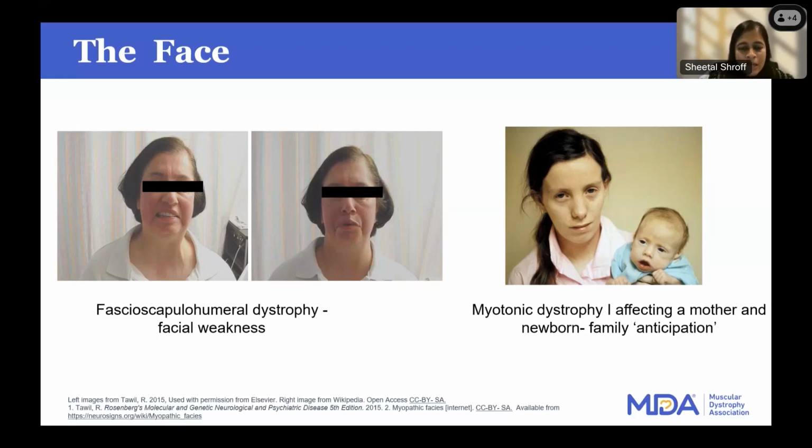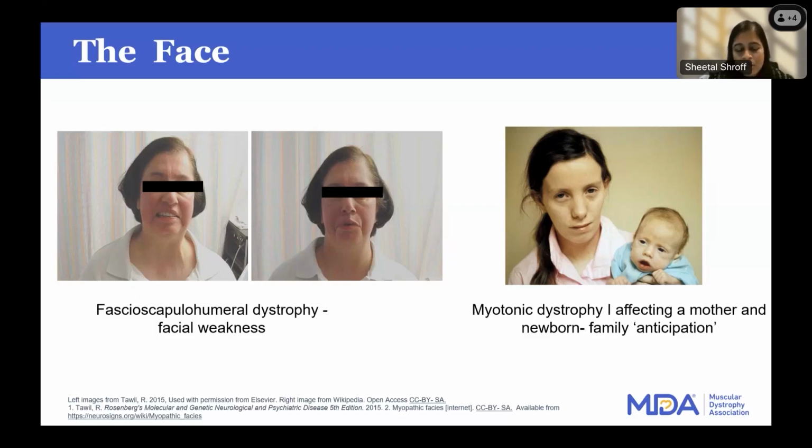Now, this second picture is of myotonic dystrophy type 1 with a mom and newborn, where you can see, in the mom, there is a slight droopiness in her eyes, and in the temporal area there is hollowing, like a little depression in the temporal region on both sides. And it is a little bit more prominent in the baby.